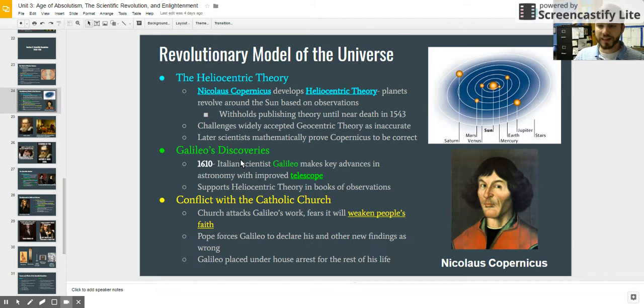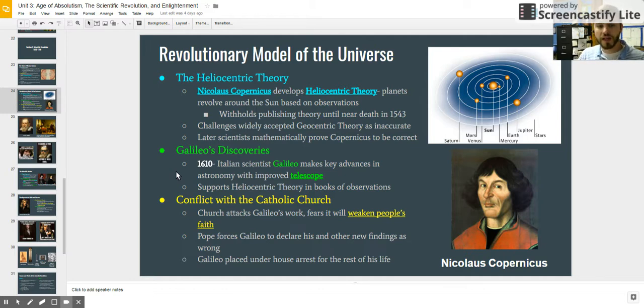The problem with Galileo is that he's going to do this way before he is near death, and that is going to cause a conflict with the Catholic Church. It's because the Catholic Church is preaching to everybody that the earth, not the sun, is the center of the universe. And they're worried that Galileo is going to weaken people's faith by proving them to be wrong on this matter.